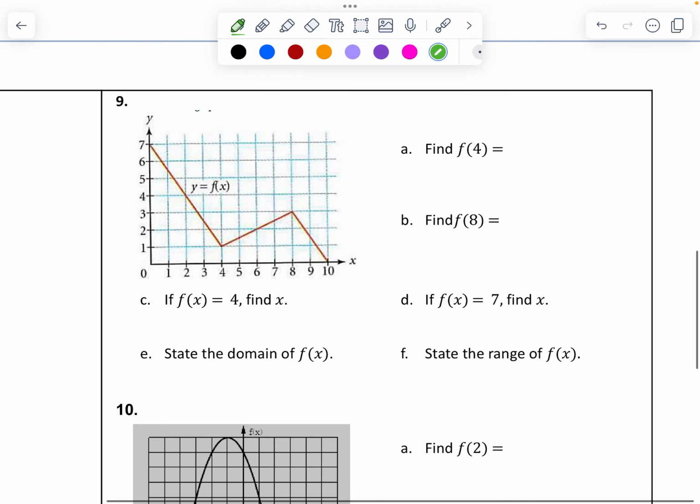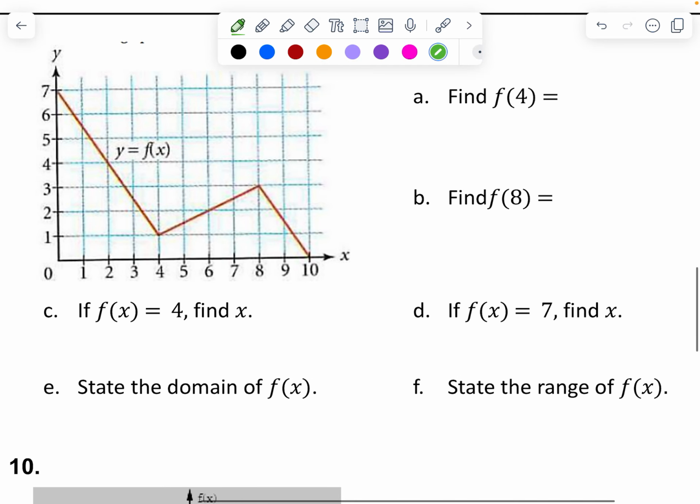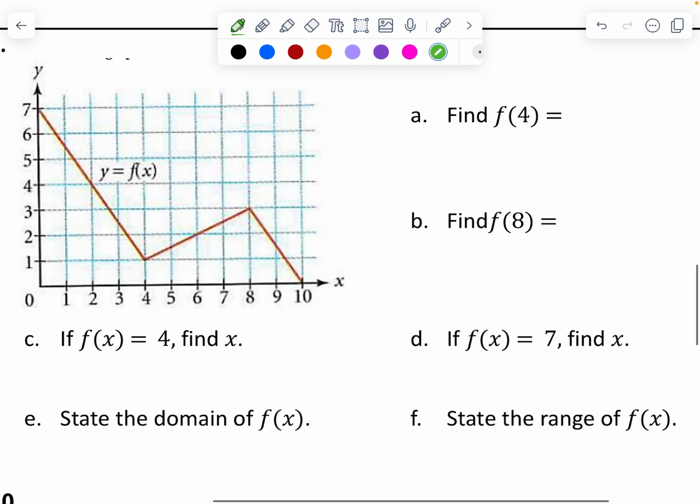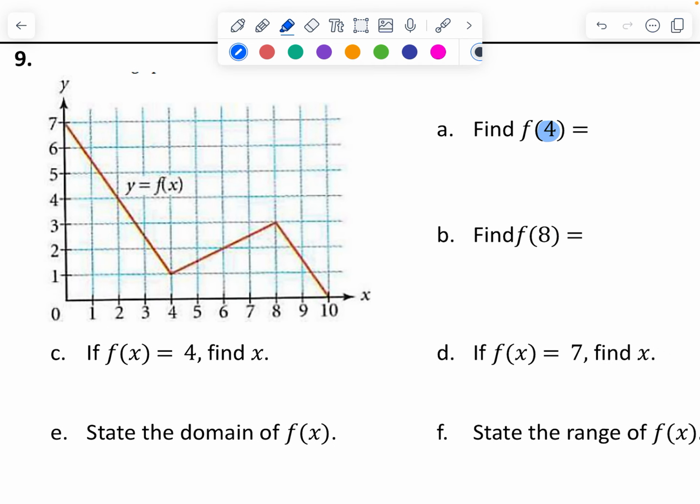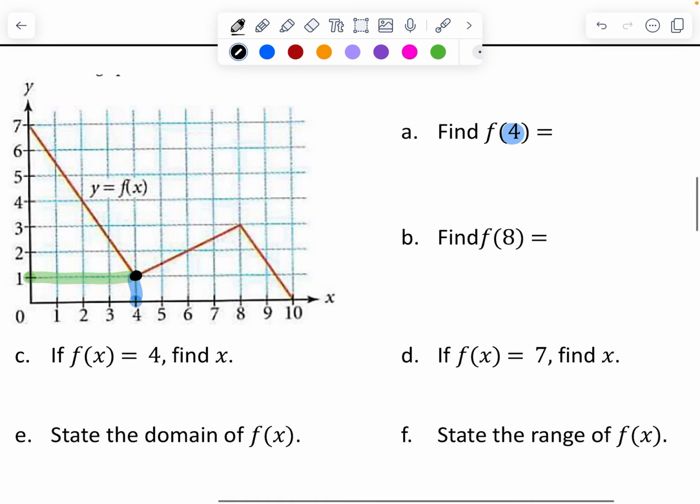Okay, on a continuous graph, we find the points the same way. Find f of 4. So I'm going to find where x equals 4. So that is here on the x-axis, and that lines up with 1 on the y-axis. So this point right here, if the input is 4, the output is 1.